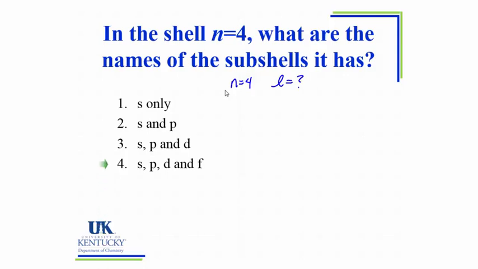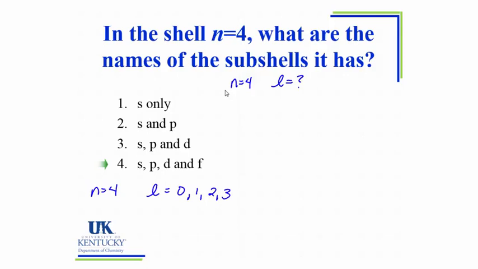Did you pick 4? Well, if you did, that is correct. Now, why is that correct? Let's make sure we're all on board here. If N equals 4, then we know that L can be 0 up to 1 less than that. So these are the values of L.